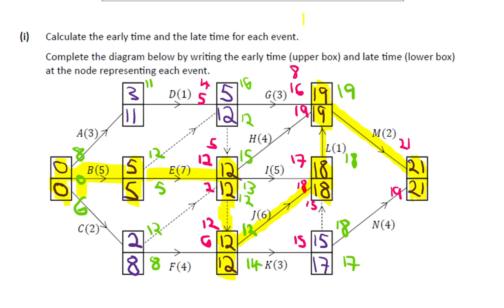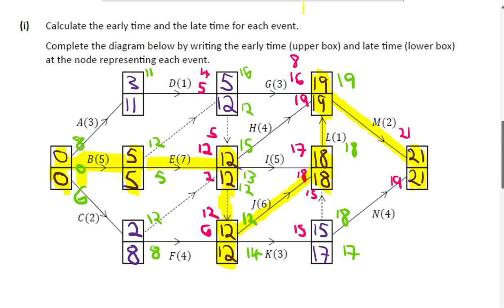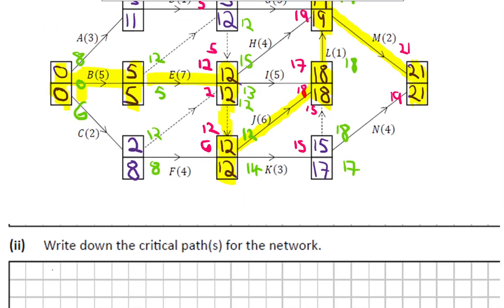Cool. So the critical path then is, it's not just the boxes and the paths that connect the boxes that have the same early and late time. It's the tasks that cause the critical path to be what it is, or that cause the times to be what they are. So the H and I are connecting boxes on the critical path, but they have flexibility built in. They're not the things causing the times to be those exact times. So the critical path is B, E, J, L, M.